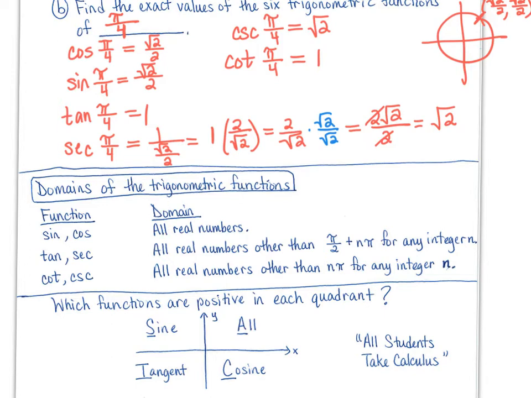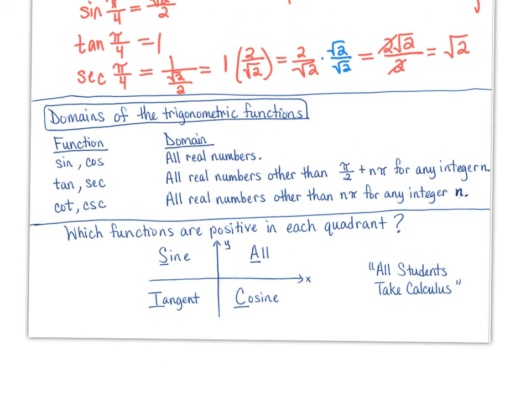Now, to know which functions are positive in each quadrant, there's a mnemonic device that students remember: All Students Take Calculus. So in quadrant 1, all signs are positive. In quadrant 2, sine is positive. In quadrant 3, tangent is positive because both cosine and sine values are negative. In quadrant 4, cosine is positive. So that's how we remember that.